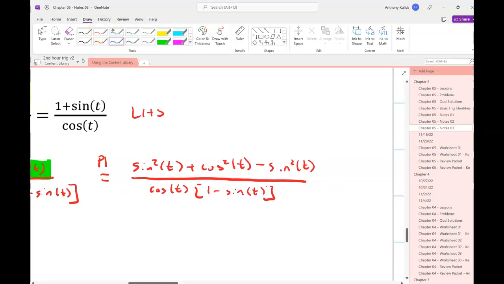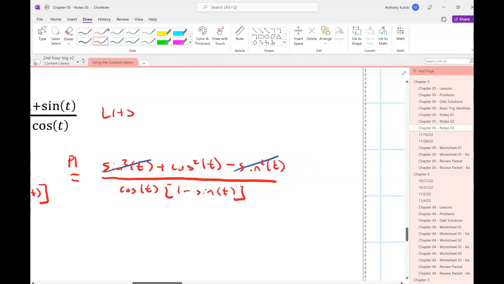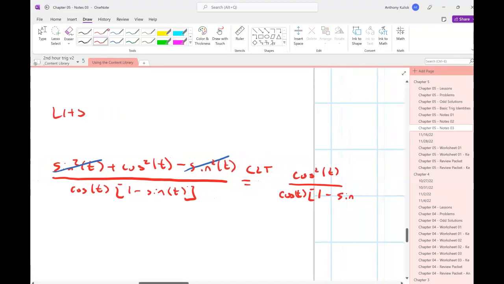All right. Everybody's doing okay? What can we do now? So I used that Pythagorean. What did that get me, though? Look at the numerator. Are there like terms to combine? I have a sine squared and a minus sine squared. I can just combine those like terms, leaving me with a cosine squared t over cosine t times 1 minus sine t.